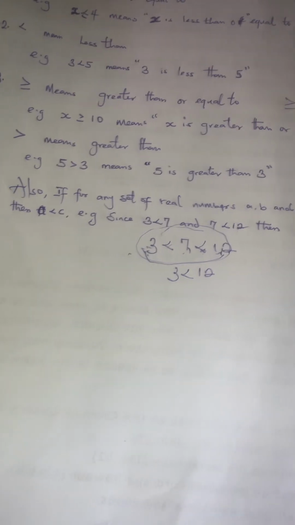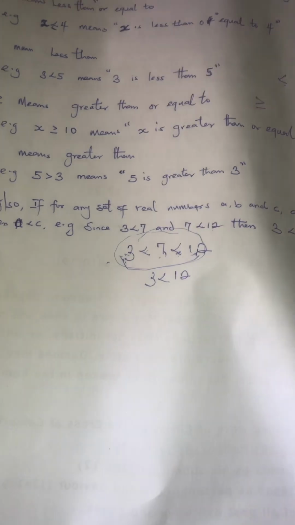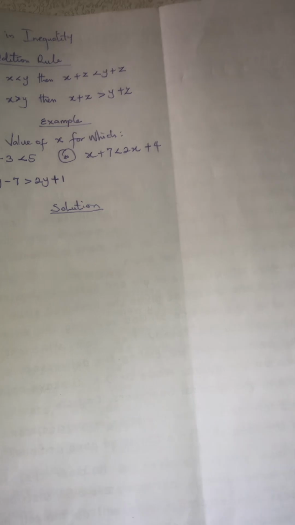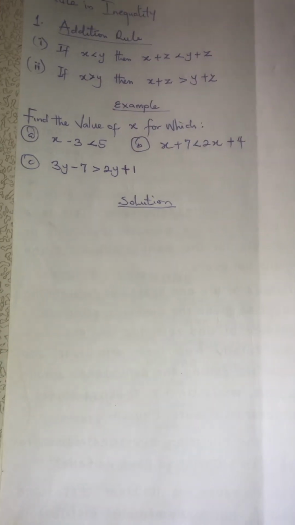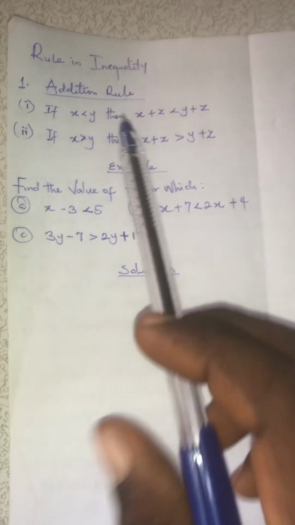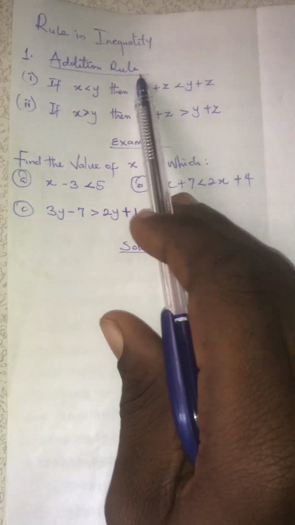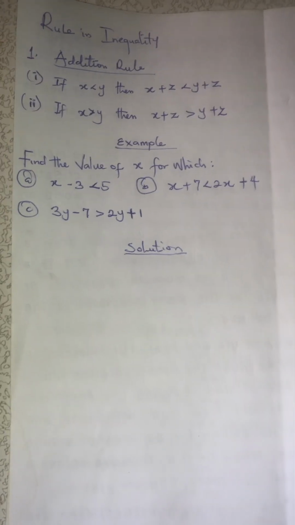Now we're going to the addition and multiplication rules of inequality, so we'll be able to understand it. Now, rules in inequality. Number one, we have what we call the addition rule. Now, listen carefully. It's very simple. Just listen.